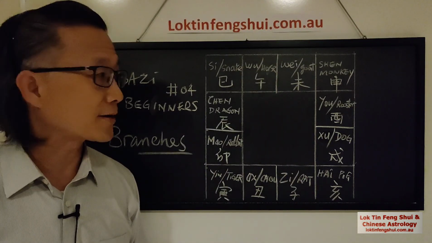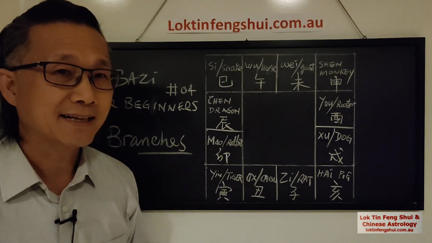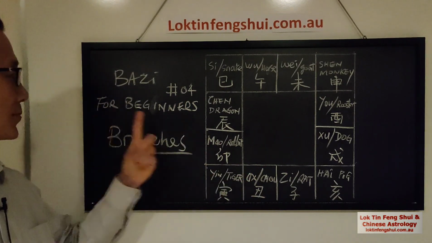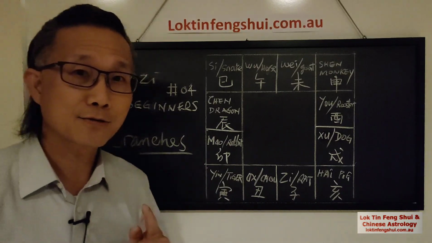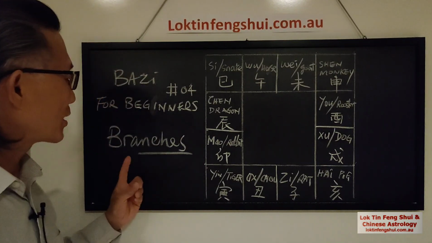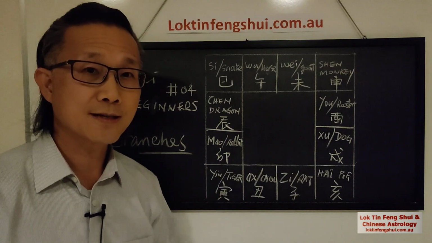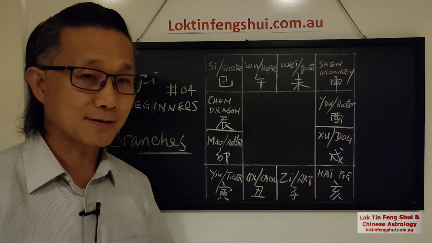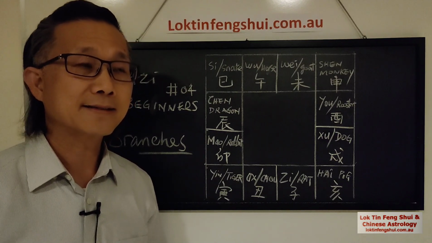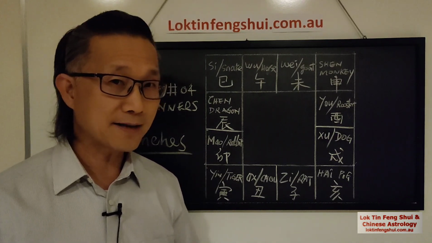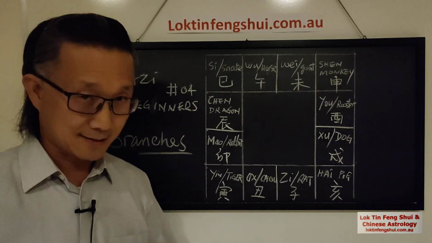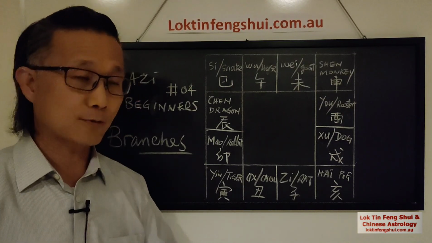As you can see, we're going to talk about Bazi, and this is the fourth video, Bazi for beginners. Today we're going to talk about the branches. Branches are more complicated because they have a lot of combinations and underground combinations as well. So let's start with the most basic one.